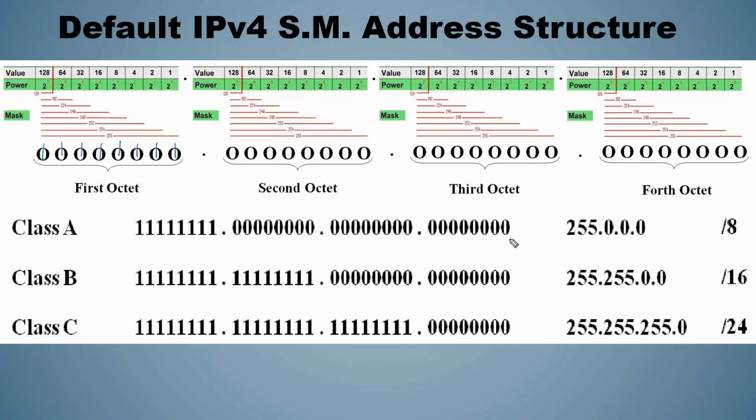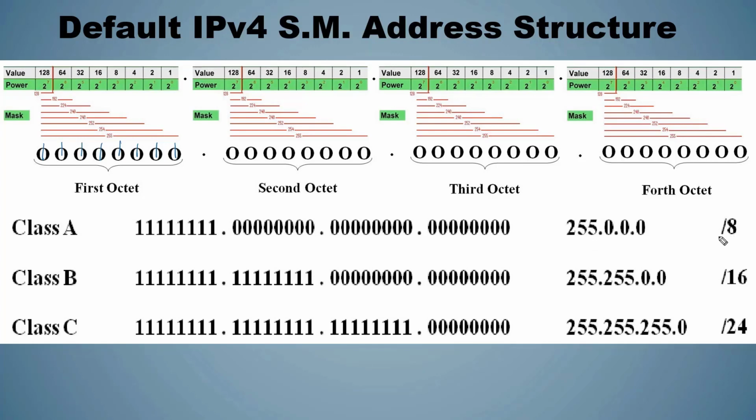This section here is the binary notation of the default subnet mask. This section here is the decimal notation of the default subnet mask for class A. And this section here is the prefix notation of the default subnet mask for class A. So for the class A default subnet mask, we have 8 network bits and 24 bits for the host, which gives us a decimal notation of 255.0.0.0 and the prefix notation of 8.